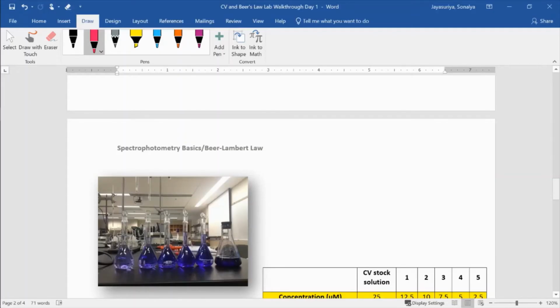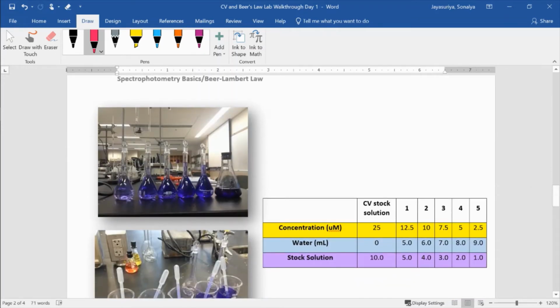What happens on day one of your lab, okay? I have set up a concentrated solution or a stock solution of crystal violet. Hypothetically, this is what would have happened if this year wasn't so crazy, okay? So the stock solution is a 24 to 25 micromolar solution of crystal violet. It is a deep, dark purple color, okay?